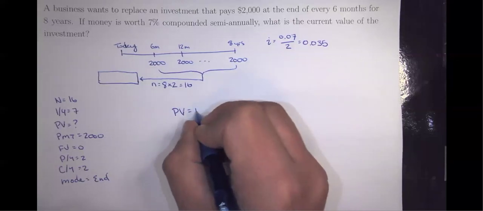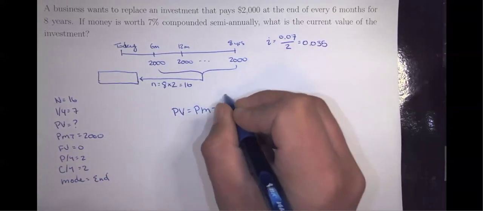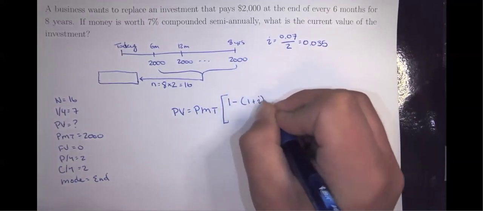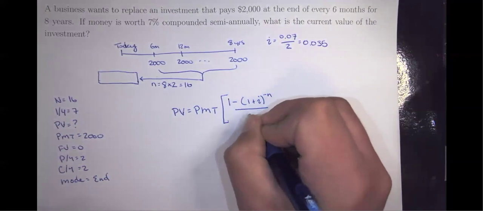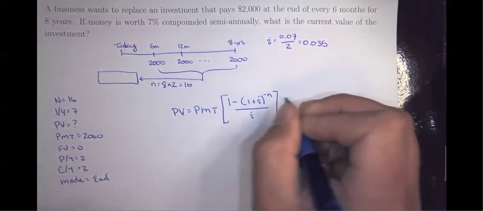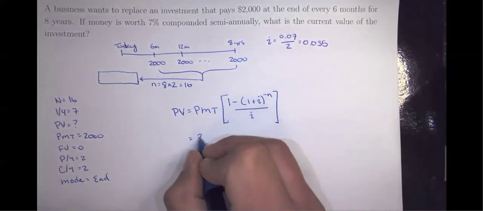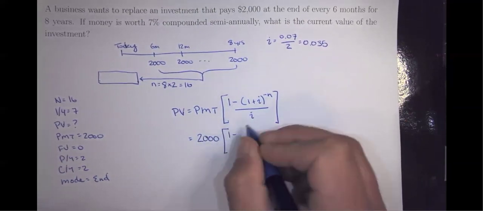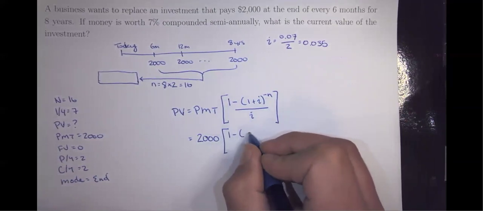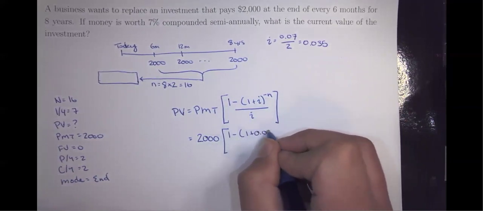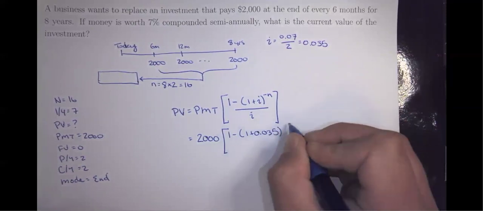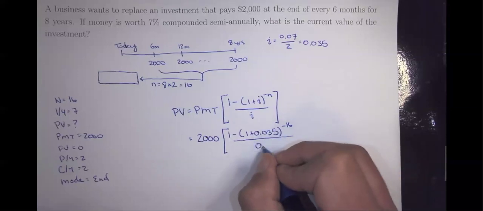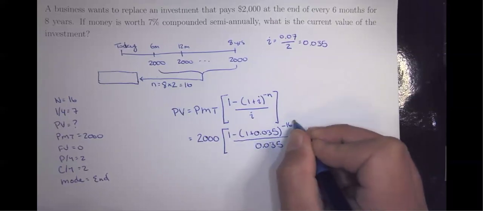We're looking for the present value. And that's the payment amount times (1 minus (1 plus i) to the negative n) divided by i. So that's $2,000 times (1 minus 1.035 to the power of minus 16) over 0.035.